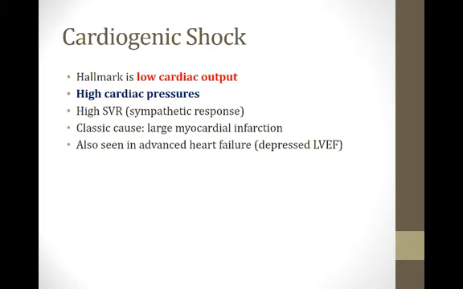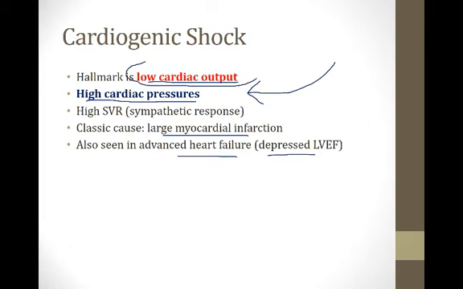Let's first talk about cardiogenic shock. So the hallmark of cardiogenic shock is a low cardiac output with high cardiac filling pressures. These two findings are what happens when the left ventricle is not working, such as in cases of a large myocardial infarction or advanced heart failure with a severely depressed left ventricular ejection fraction. In these cases, the cardiac output gets very low. The chambers in the heart fill with blood volume and they will have high pressures, and in addition, the systemic vascular resistance will be high. This is part of the sympathetic nervous system response to low cardiac output.